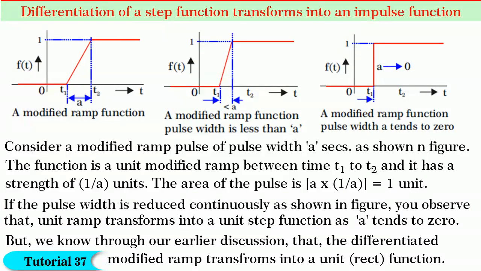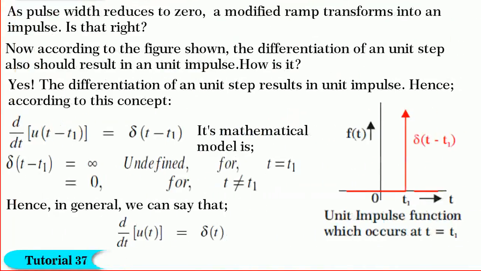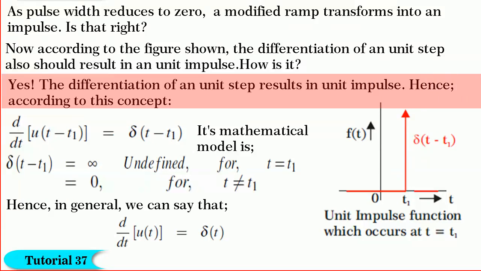But we know through our earlier discussion, the differentiation of a modified ramp transforms into a unit rectangular function, and as pulse width tends to 0, it transforms into an impulse. Is that right? Now, according to the figures shown, the differentiation of a unit step also should result in an impulse. How interesting is it? Yes, friends. The differentiation of unit step function results in unit impulse function.